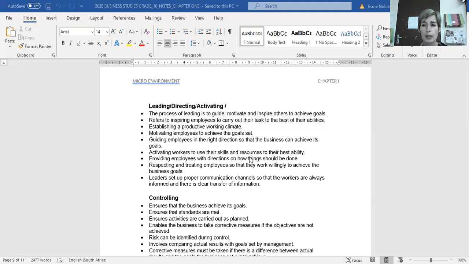Obviously, if you work for a company, it's better to have knowledge of what's going on, because one can become very negative if things are happening and you weren't aware of it. So communication is very important.